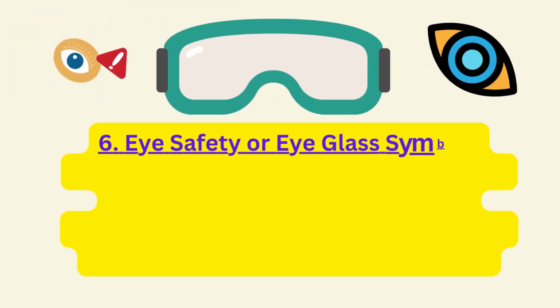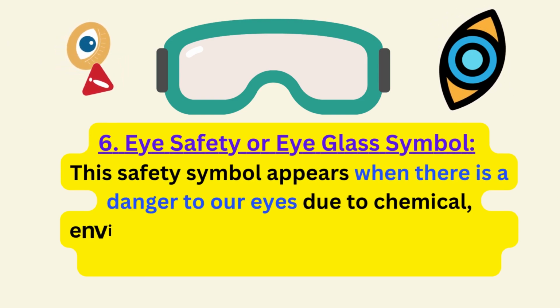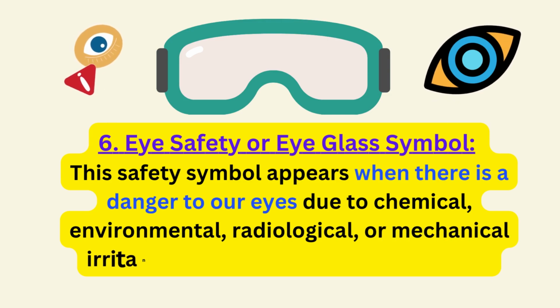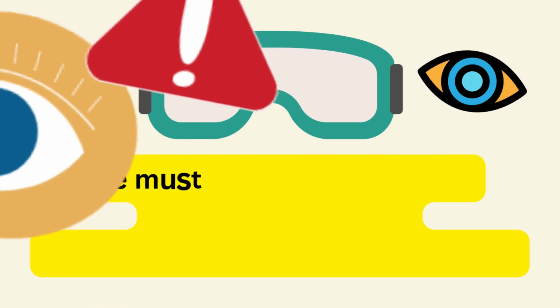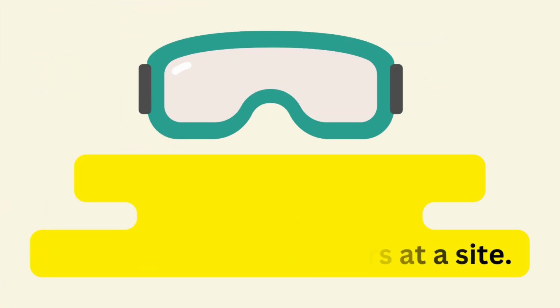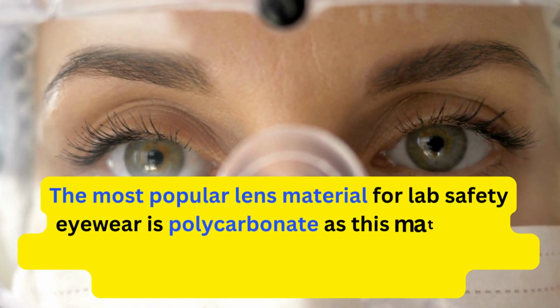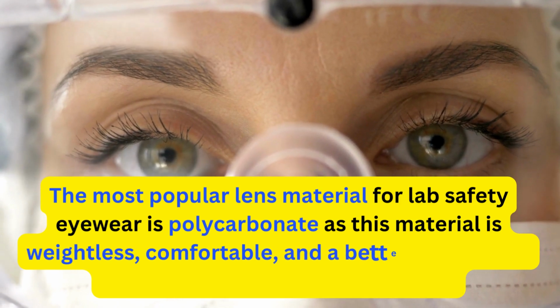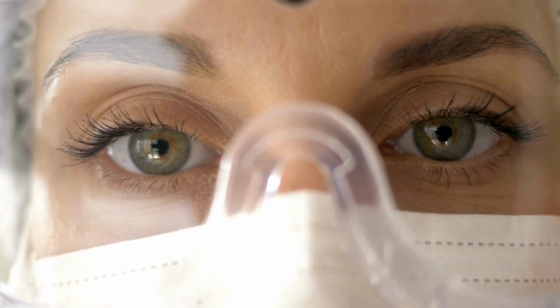6. Eye safety or eyeglass symbol. This safety symbol appears when there is a danger to our eyes due to chemical, environmental, radiological, or mechanical irritants and hazards in the laboratory. We must wear safety goggles or eye shields when this symbol appears at a site. The most popular lens material for lab safety eyewear is polycarbonate, as this material is lightweight, comfortable, and more resistant to acids, caustics, and hydrocarbons.